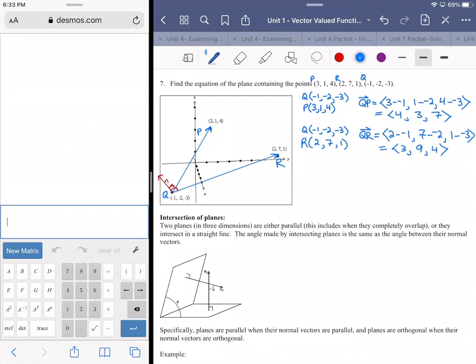So then what I need to do is cross QP with QR to find that normal vector. So n is going to be the cross product of QP and QR. That takes a little doing, but it's manageable.